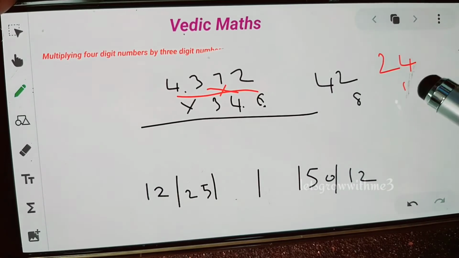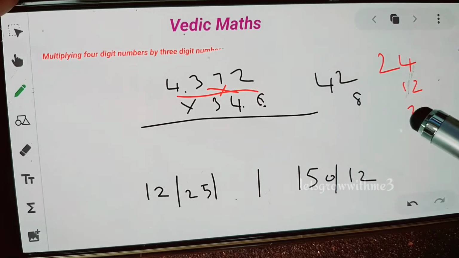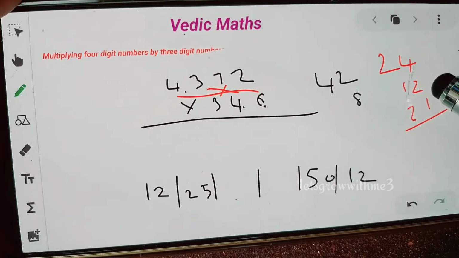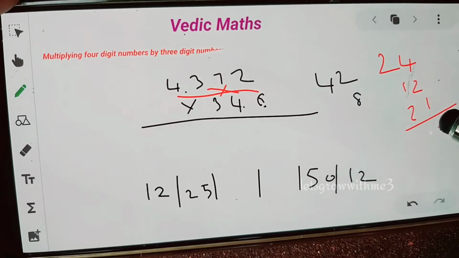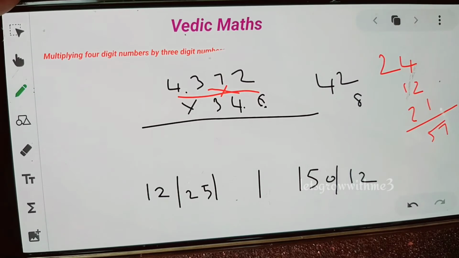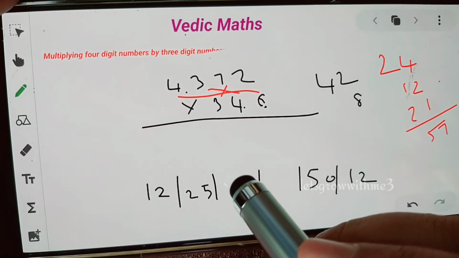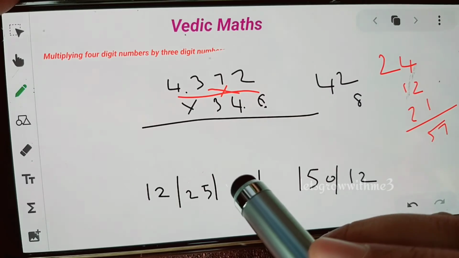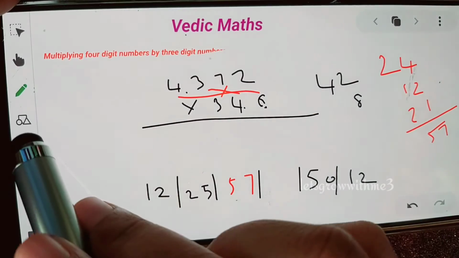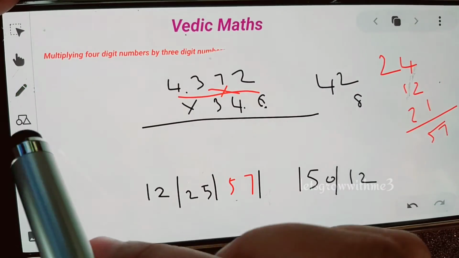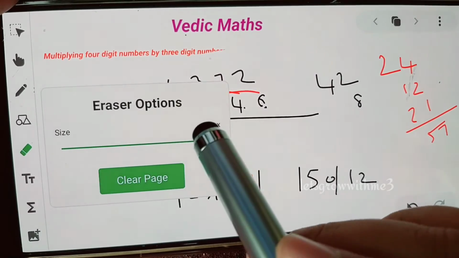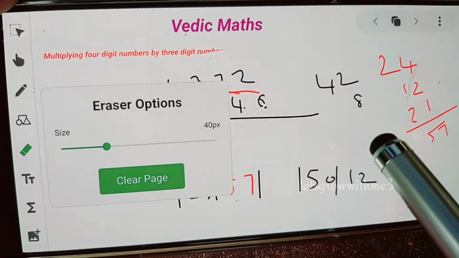So we need to add all these values. Here also we can apply our Vedic math concepts. So when you add it, you will get 2 plus 2 is 4, 4 plus 1 is 5, and then 6 plus 1 is 7. So the answer is 57. And next, this is the second degree cross first value.